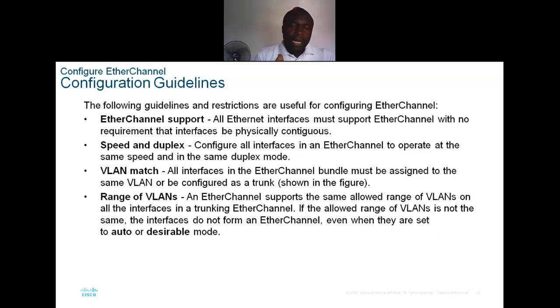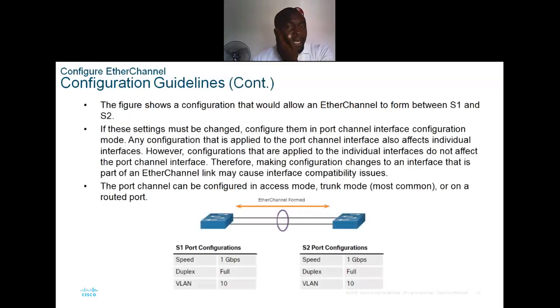And then the next one is the range of VLANs. An EtherChannel supports the same allowed range of VLANs on all the interfaces in a trunking EtherChannel. So if the allowed range of VLANs is not the same, the interfaces do not form an EtherChannel, even if they are set as auto or desirable. So these are some of the guidelines we need to place at the back of our minds before we begin to set up, because if we miss any of this, we're going to have a problem.